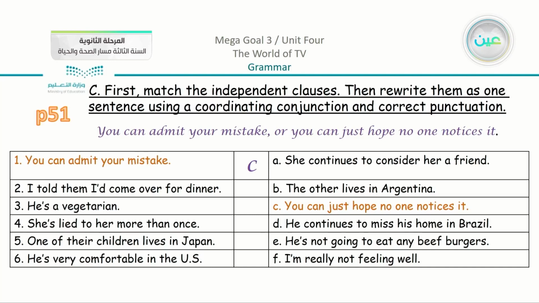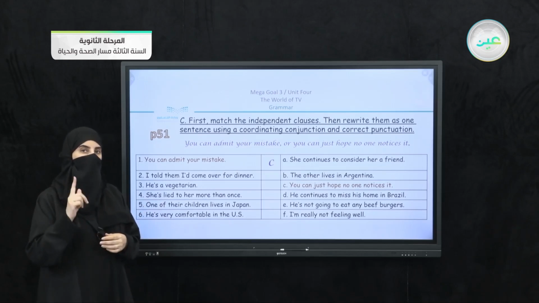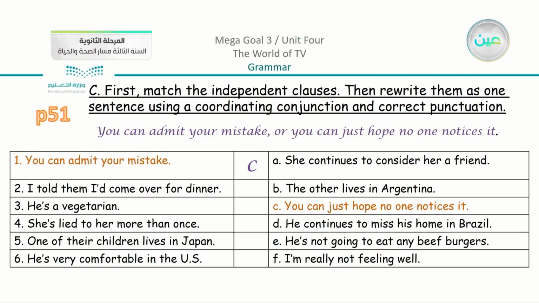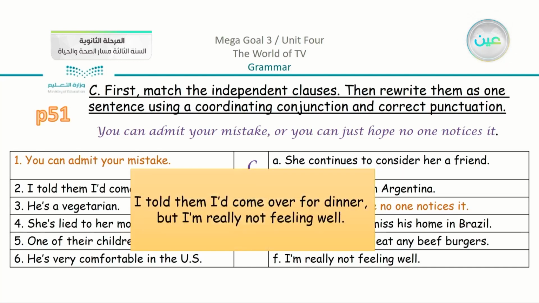So we are going to match and then rewrite using the correct coordinating conjunction. We have here, first of all, yes. Now we have number 2. I told them I'd come over for dinner. Now you can just check your answer here. It is going to be I'm really not feeling well. These are 2 parts. Then I can join them together saying I told them I'd come over for dinner, but I'm really not feeling well.